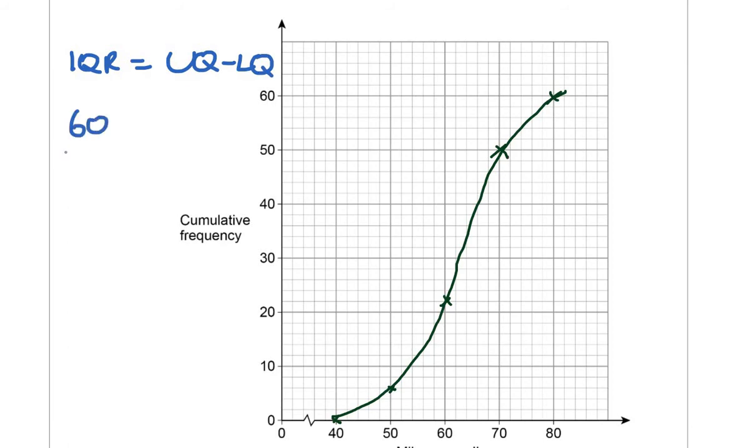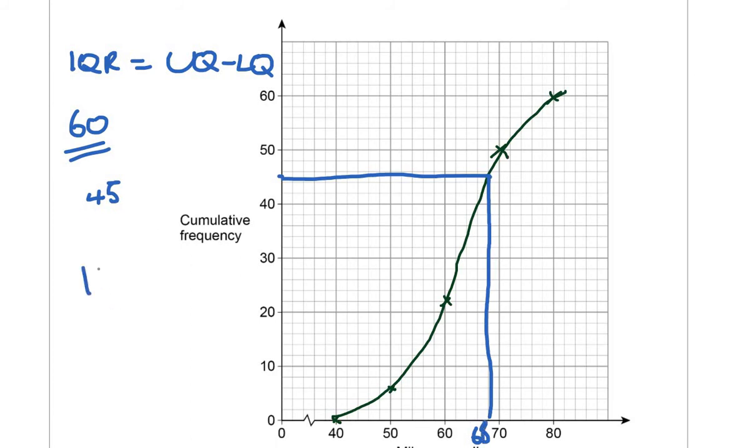We know we have 60 frequencies, or we have a frequency of 60. So the upper quartile is going to be 45, which is around here. Okay, and we see this is 68.